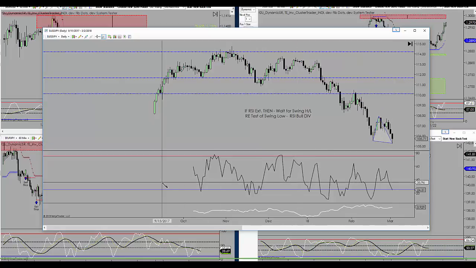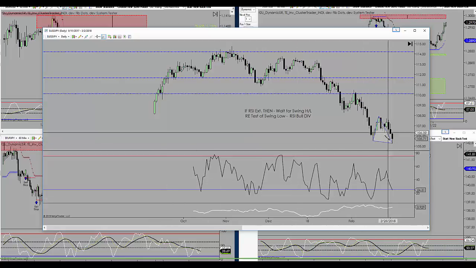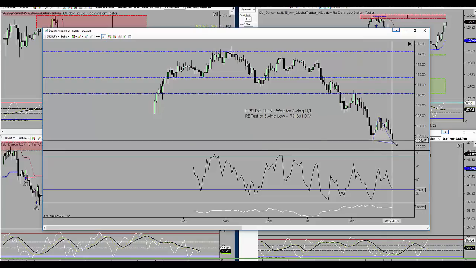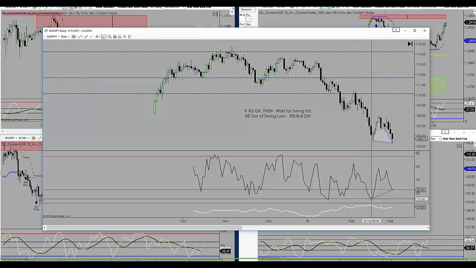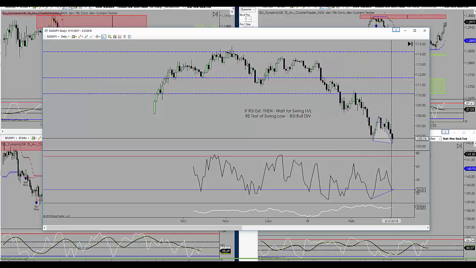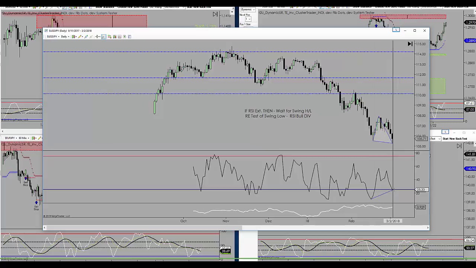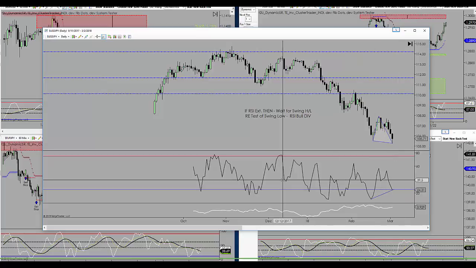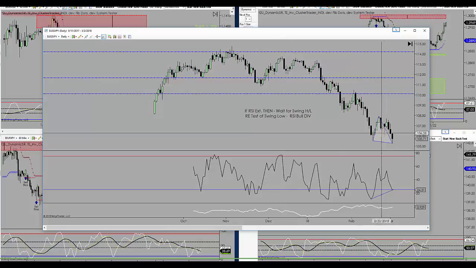Okay? Number 2, at the time that we retest the prior swing low, I've got nice bullish divergence on the relative strength index. Over here we were at 11. We're retesting the previous swing low, and right here we're at 25. Bullish divergence. Now, if I'm aggressive, I would buy next bar market. If I'm more conservative, I might wait for a close back above the high of this candle.